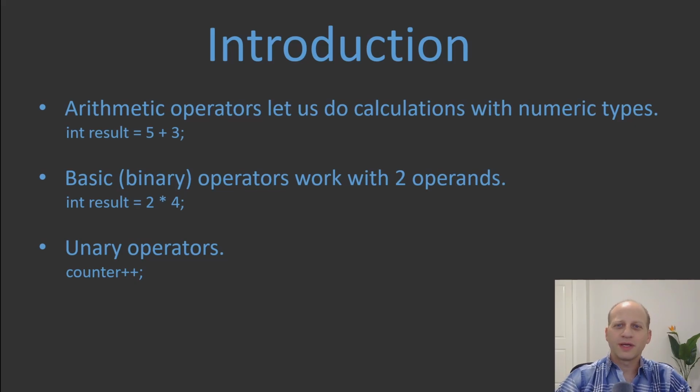Arithmetic operators allow us to perform calculations with numeric types. However, we'll see later that there are operators that can be used with other types as well. Now, there are two types of operators that we'll learn about. Basic operators that work on two operands, for example, plus like in 5 plus 3, or multiplication like 2 multiplied by 4. And there are unary operators that work on a single operand. And even though a unary operator looks strange in the beginning, it is very convenient and used very often.